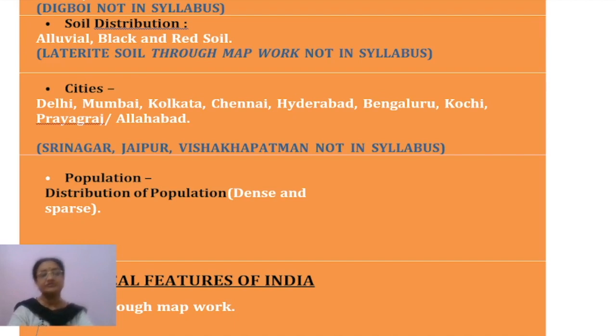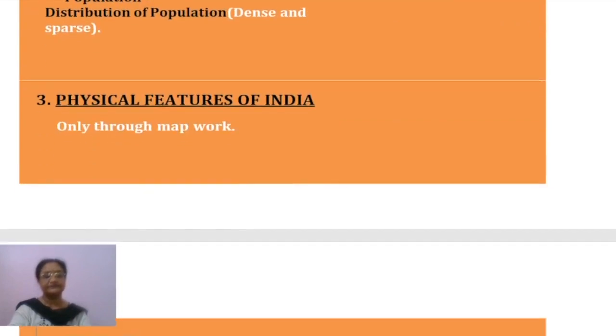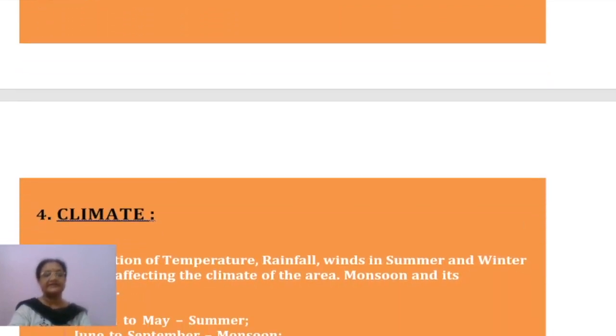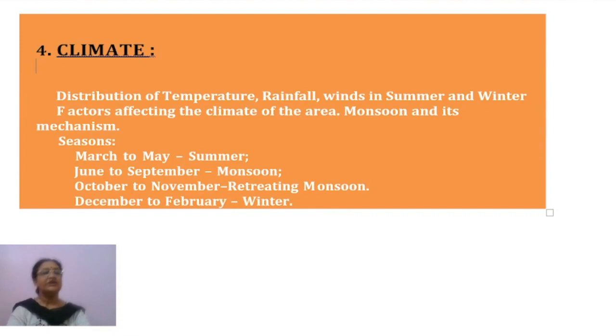Okay, now come to the next thing. One chapter is physical features of India. It has been clearly mentioned that this chapter has to be covered in the form of map only, right? Otherwise it won't come. Clear? Now come to the next chapter, that is climate.